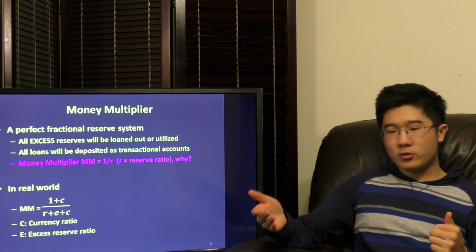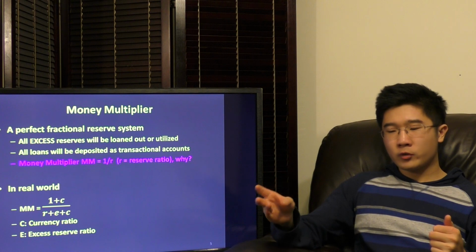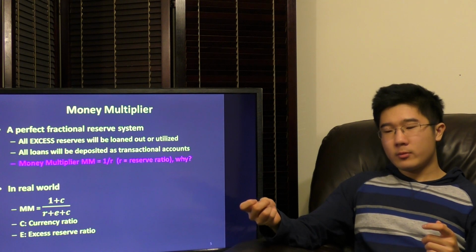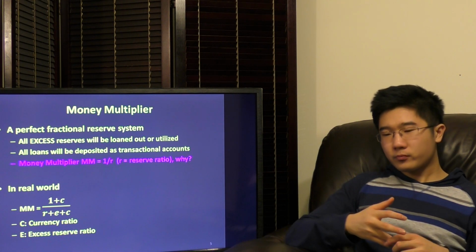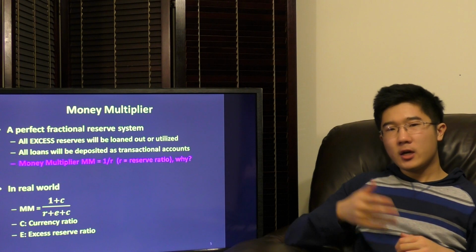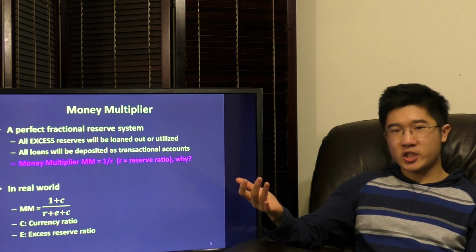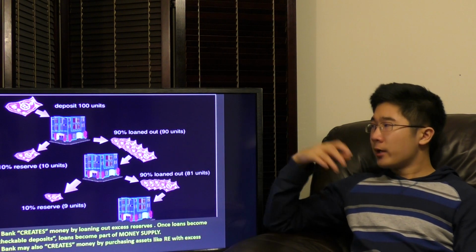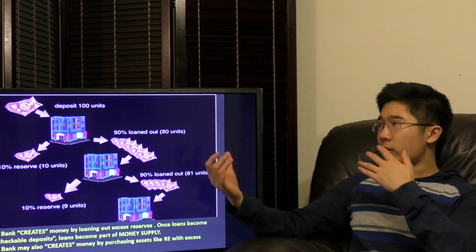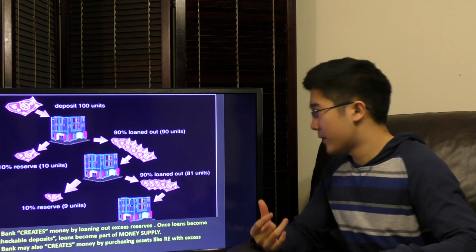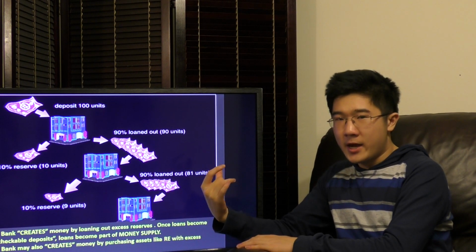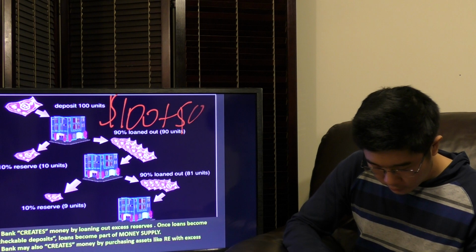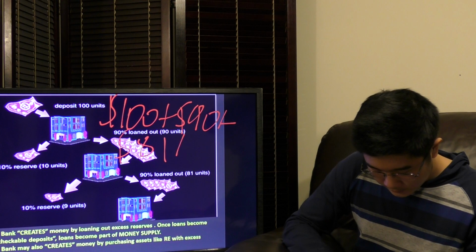And so in a perfect fractional reserve system, all excess reserves will be loaned out. All loans will be deposited as transactional accounts. They will not be kept as cash by consumers. So the money multiplier in this theoretical perfect situation will be 1 over R, 1 over the reserve ratio. Why? This is basically the same thing as our money multiplier for a change in GDP, because it is a geometric sequence. You deposit $100. Out of the $100, $90 is loaned back out, and out of that $90, another 90% is loaned back out as $81. So we have the money overall: $100 plus $90 plus $81, etc.